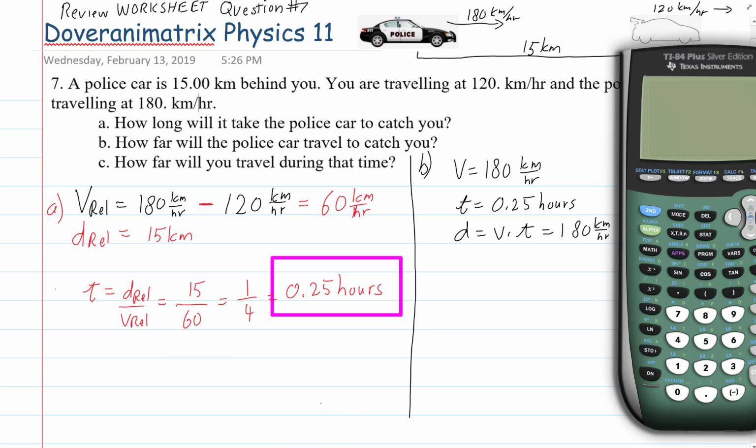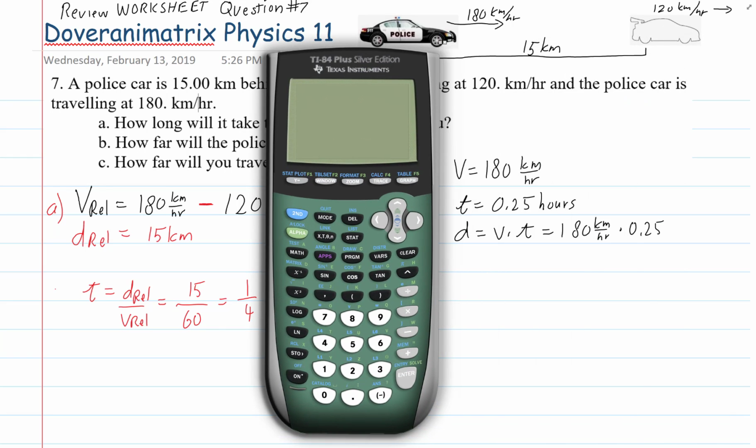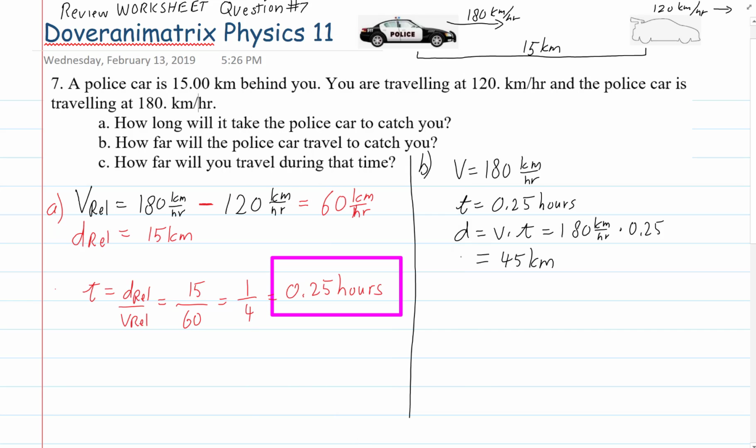And if you don't believe me, let's just put up the calculator here. It's going to be 180 divided by 4, 1/4, which is 45 kilometers. And that's the distance of the police car.